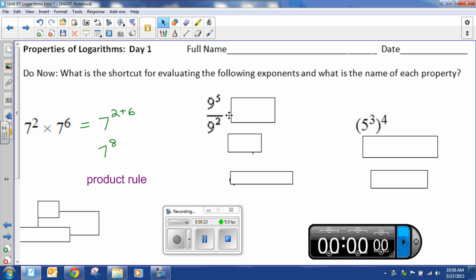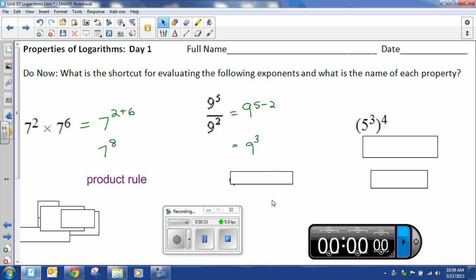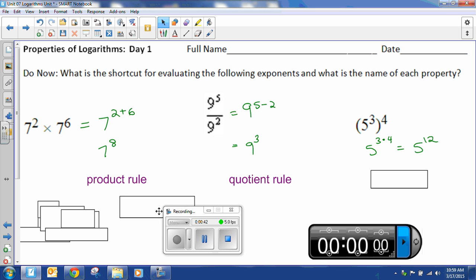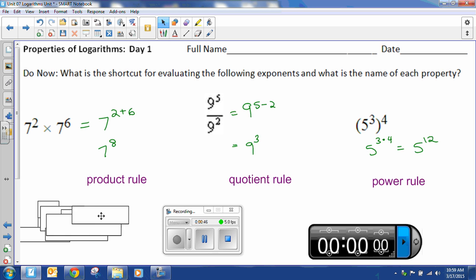9 to the 5th power divided by 9 squared, well, when you divide exponents with the same base, you subtract powers. So we have 9 to the 3rd power. That's the quotient rule. And finally, when we have a power of a power, 5 to the 3rd power to the 4th power, we multiply powers, 5 to the 12th power, and this is called the power rule.